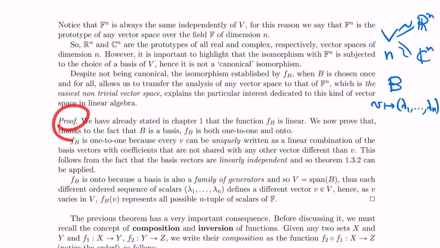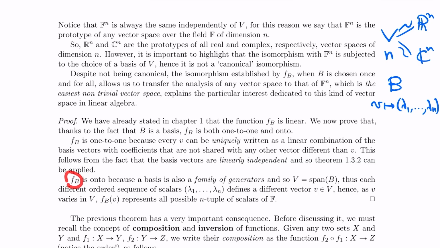The proof of the previous theorem is very easy. In fact, we have already proven that F_B is linear. Now we have to prove that F_B is one-to-one and onto. The fact that F_B is one-to-one is an easy consequence of the fact that the elements of a basis are linearly independent vectors, and so every vector v is uniquely associated to its components with respect to the basis.